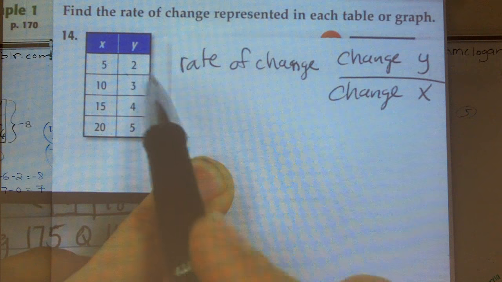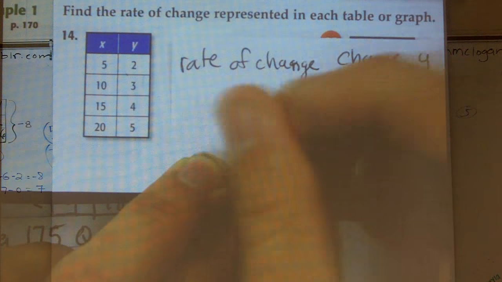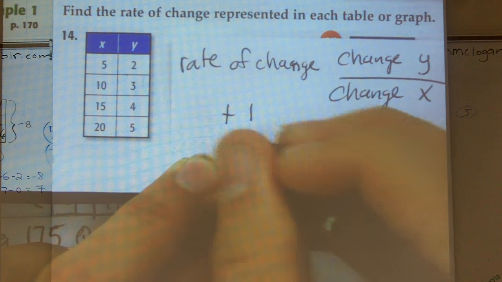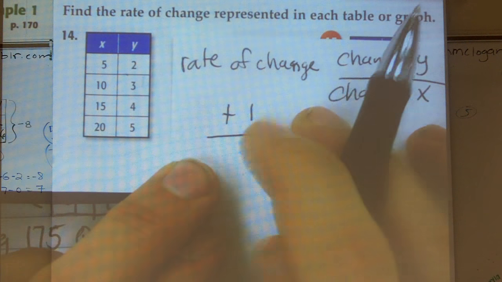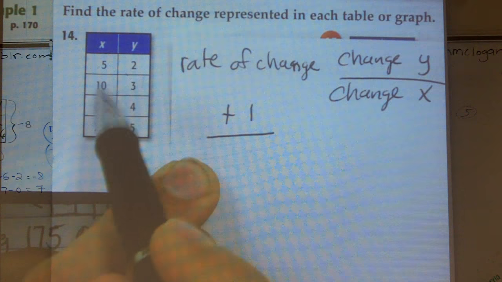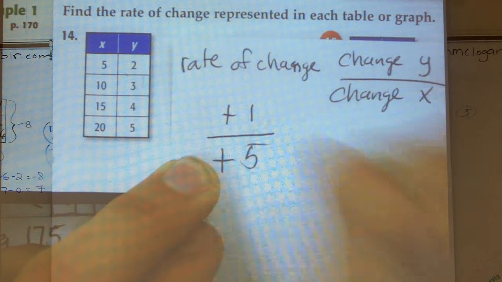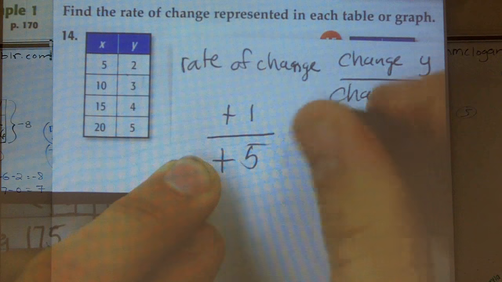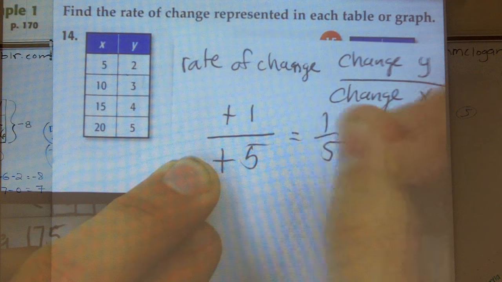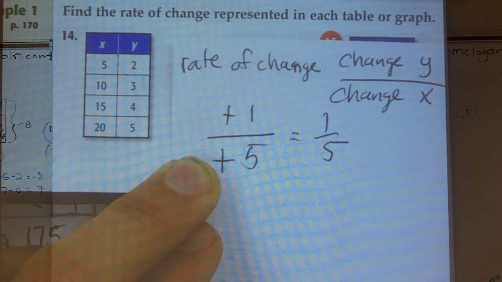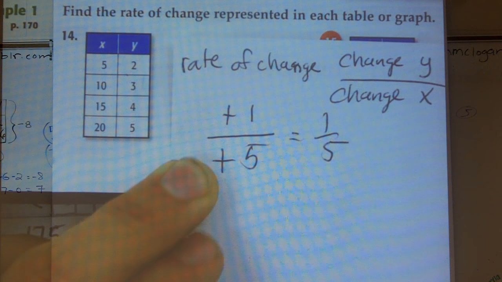Up. How many units are they going up? One. So you could say it's like plus one, over the change of how are my units for my x's changing? Plus five. So the rate of change for this one is simply 1/5. Make sense?